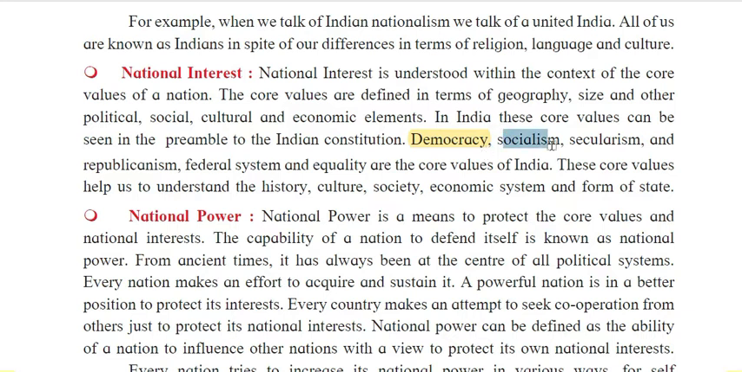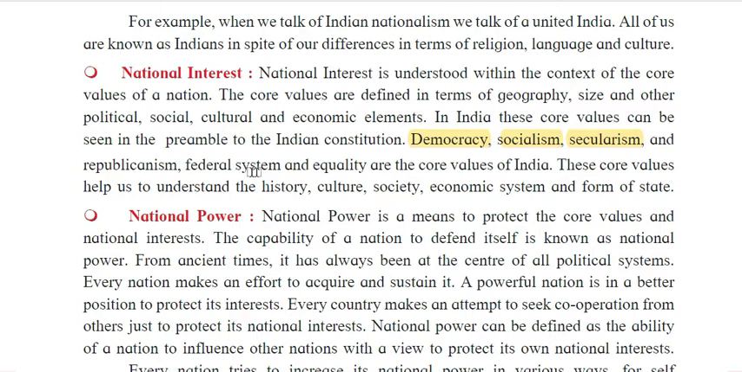We have faith in socialism, means what? Our government adopts welfare policies for the common man. Then we have secularism: government never discriminates between different people on the basis of religion, caste, the color of the skin, the place of birth of that particular person. So that is the secularism. Then republicanism, we have the democracy by the people, for the people, and it is for welfare of each and every individual.